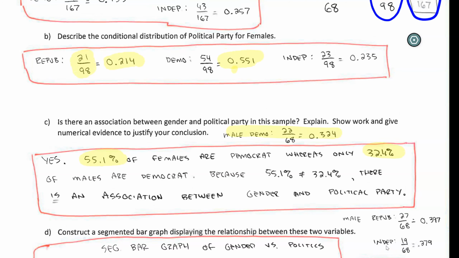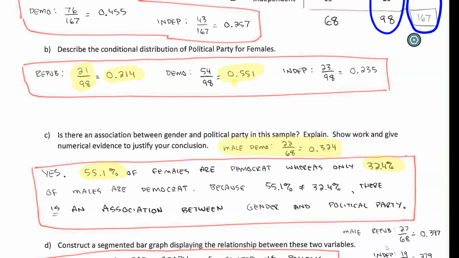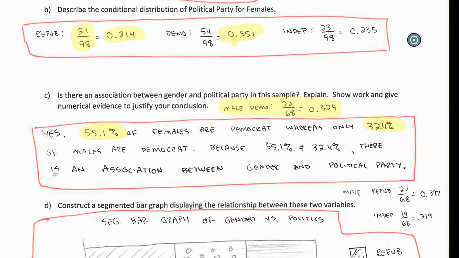Now, you didn't have to just comment on Democrat. You could have shown Republicans, or you could have shown Independent, or you could have done all three of them and talk about how they're all different. But you really just need to illustrate one difference. But if they just see this 51% and this 32% and they don't know where those percentages came from, you can lose points.